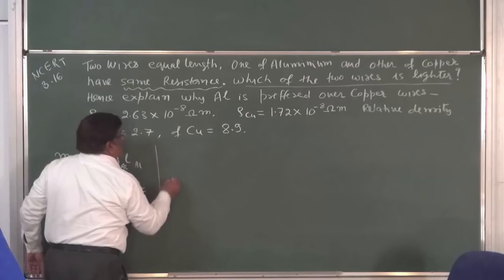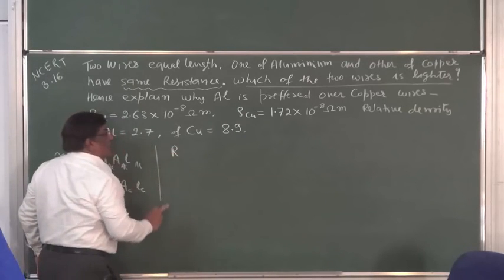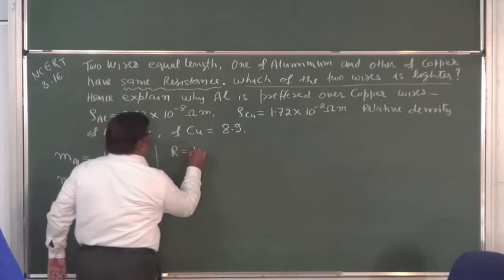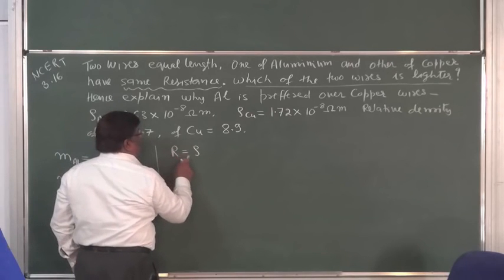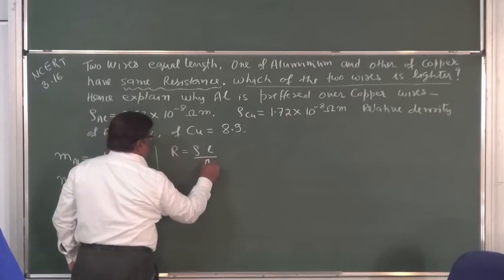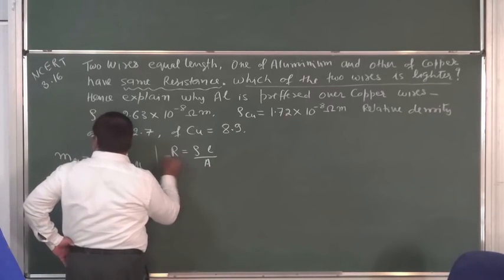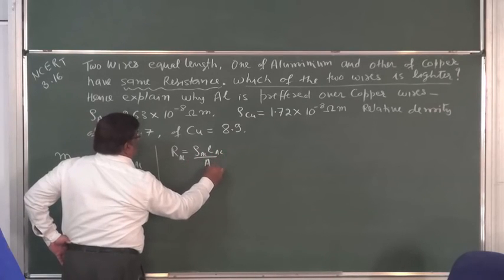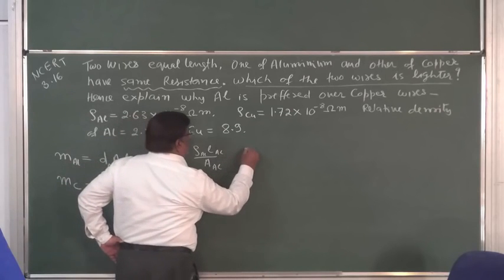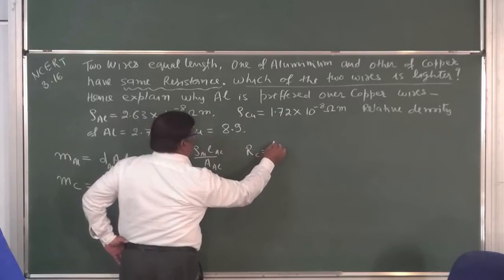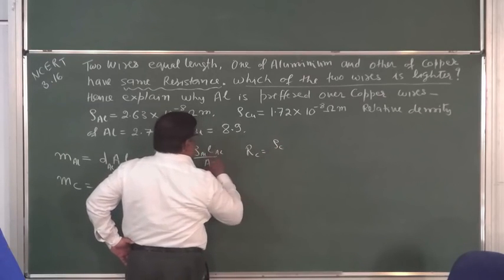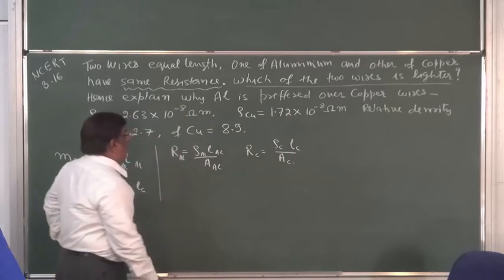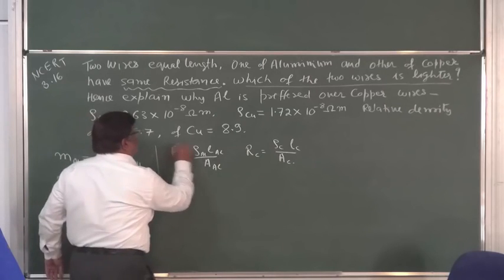That means their resistance is the same. What is the formula for resistance? In terms of specific resistance, rho, we know R is equal to rho into L upon A. For aluminium, it is rho aluminium, length aluminium, area aluminium. For copper, it is rho copper, length copper, area copper.